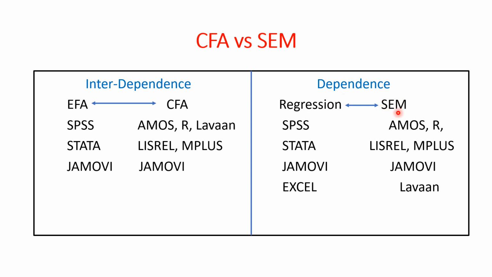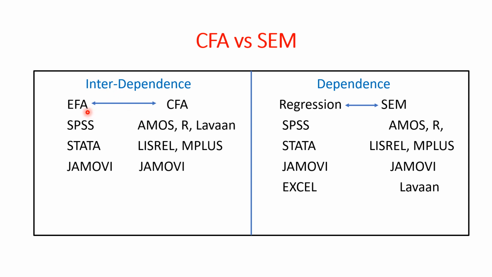SEM is visual, whereas regression has traditionally not been a visual analysis. So visual analysis is what you call SEM, and SEM is where you have latent variables. I'll explain this in the coming slides. Now let's come back to the techniques of interdependence.